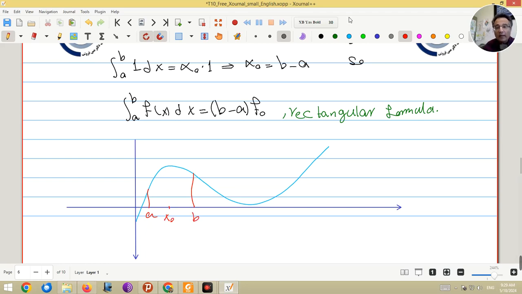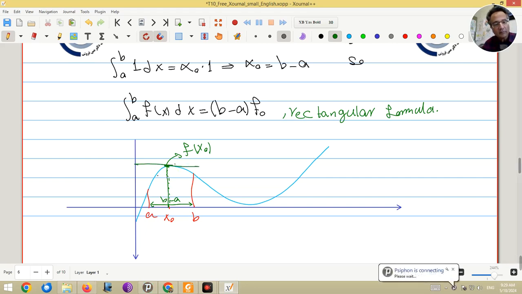Okay, now you find this point, which is f of x0. And consider from here to here, this is b minus a. If you multiply b minus a times f of x0, which is this, in fact, you can find something like this.